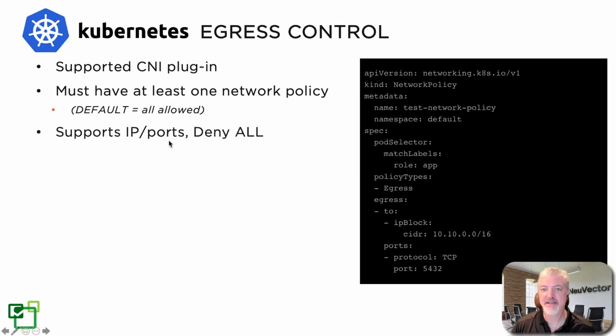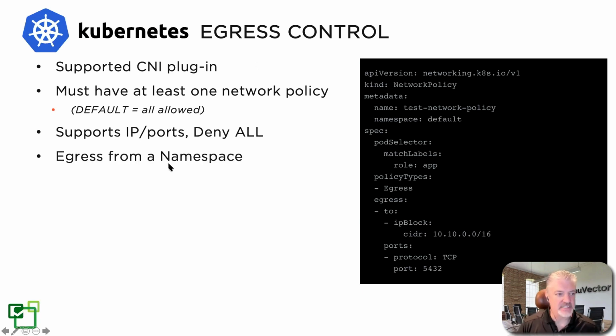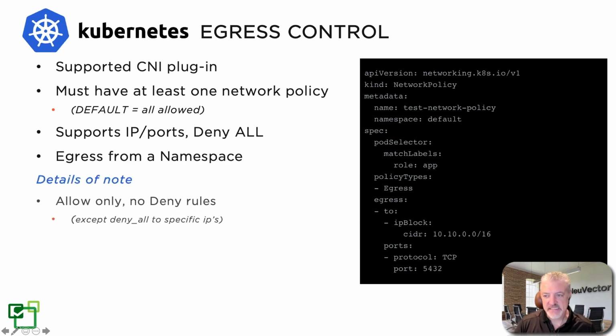But I digress. Kubernetes egress control does support IP and ports, so this is layer 3 and layer 4. You can do egress from a namespace. In the example that you're seeing here, egress is being allowed to this CIDR block, a /16 block right there. So that would be an example of an egress control. Notice that this is only an allow rule.